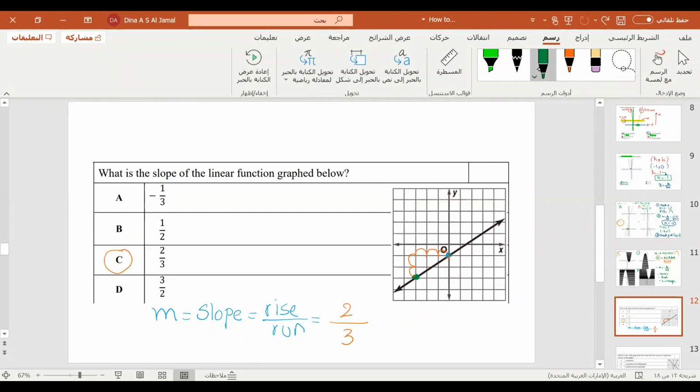Other than this, you can just locate this point, 0 and minus 1. And you can locate this point, which is minus 3 and minus 3. Then you can just directly find the slope by y2 minus y1 over x2 minus x1. So whether you use the rise over the run or you can use the formula itself.